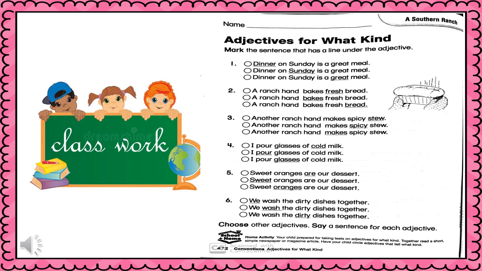Number 5. Sweet oranges are our dessert. Which option has a line under the adjective? Are, sweet, or oranges? Number 6. We wash the dirty dishes together. We, wash, or dirty. Which option has a line under the adjective?